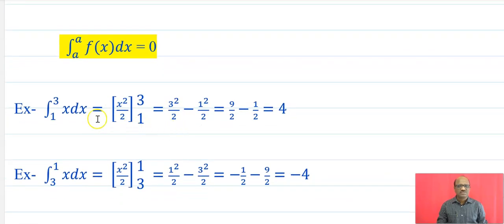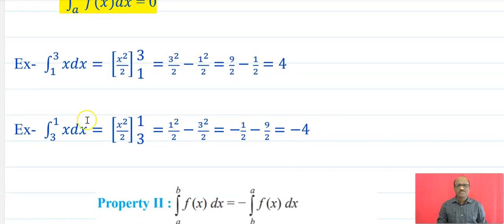Now see one more example, that is the integral from 1 to 3 of x dx. What is the integral of x? It's x square upon 2. The lower limit is 1, the upper limit is 3. Substitute the upper limit minus the lower limit: that is 3 square upon 2 minus 1 square upon 2. 3 square is 9, so 9 by 2 minus 1 upon 2, which is 8 upon 2, that is equal to 4.